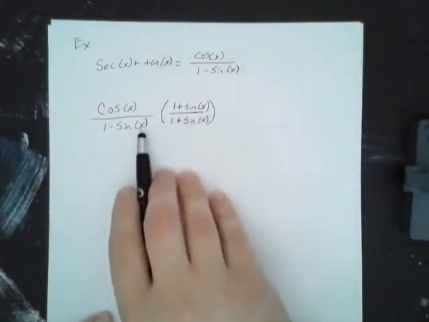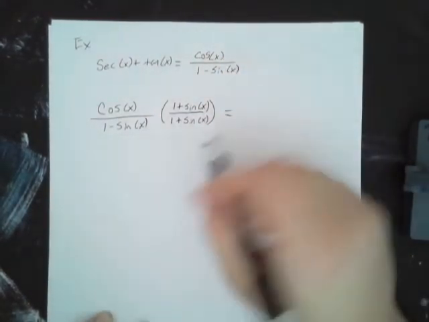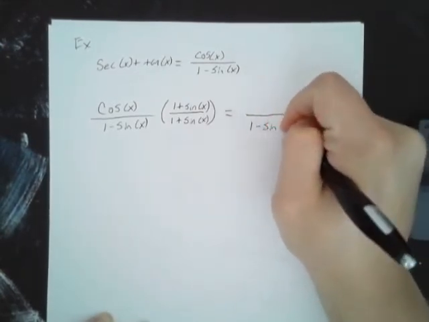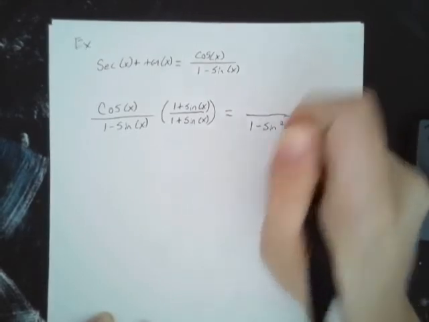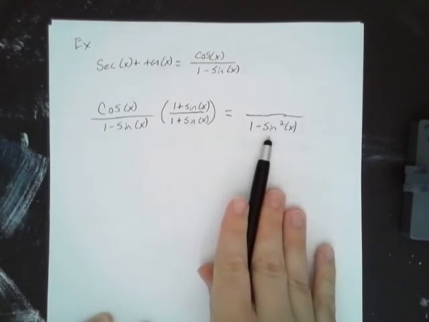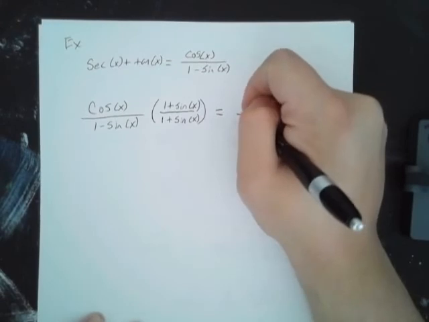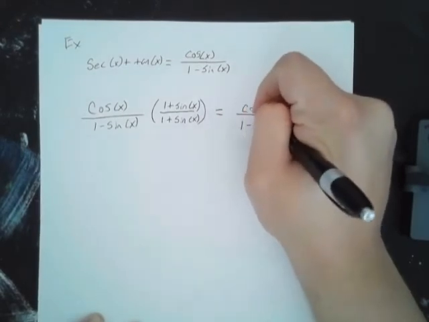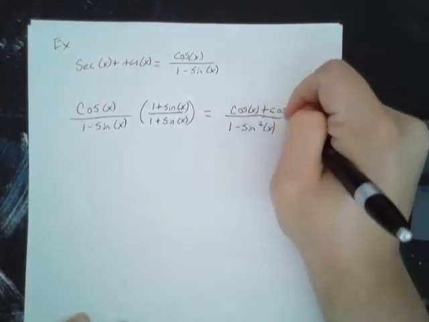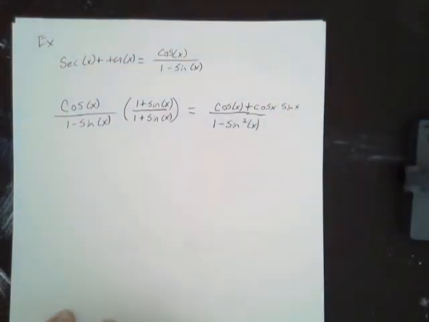Again, I think it's going to work just because I have that tangent and this is going to give me what I want. So when I multiply this out, what I'm getting on the bottom, and the reason I wanted to do this, is 1 minus sine squared of x, because I have my difference of squares factorization. Now on the top, this is going to give me cosine of x plus cosine of x sine of x.